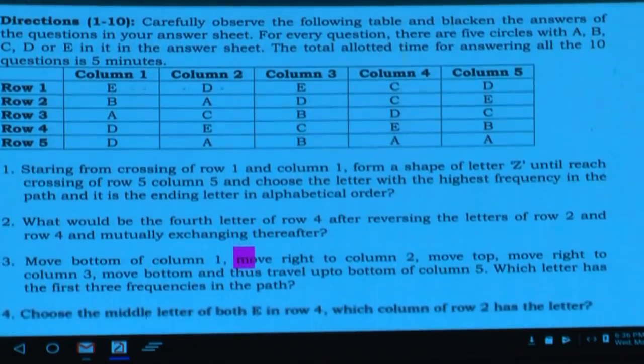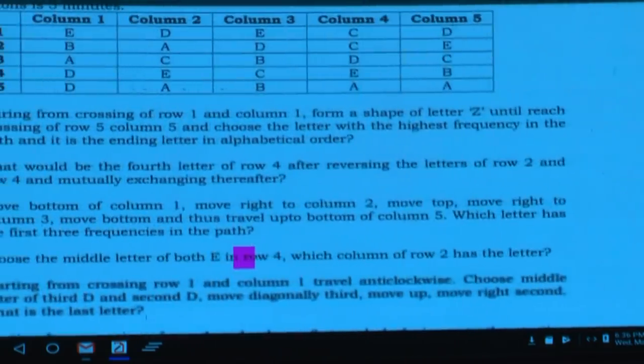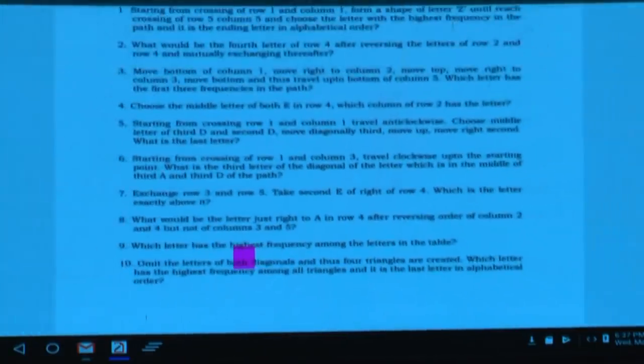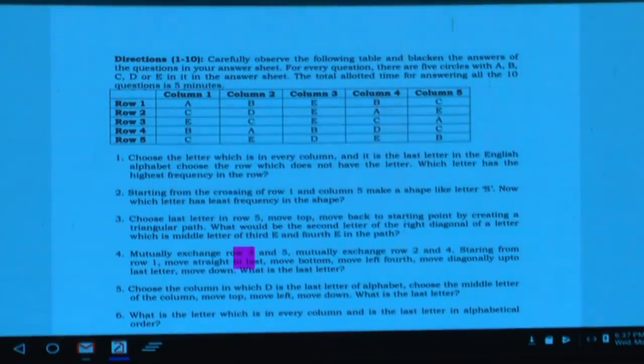Now this is what the diagram is. EBADD. Yes, first let us start with this one. ACEBC. BDCAE. And column 3 is AEEBD. Column 4, BACDE. And column 5 is CEACB.